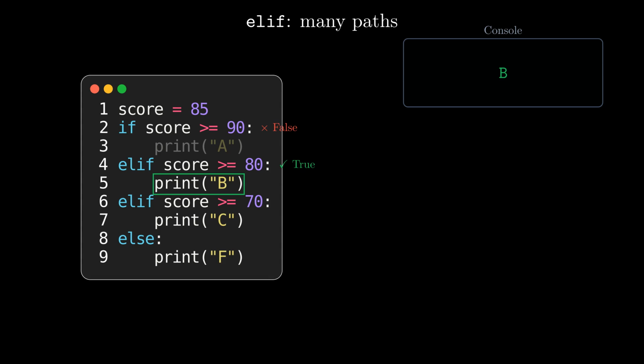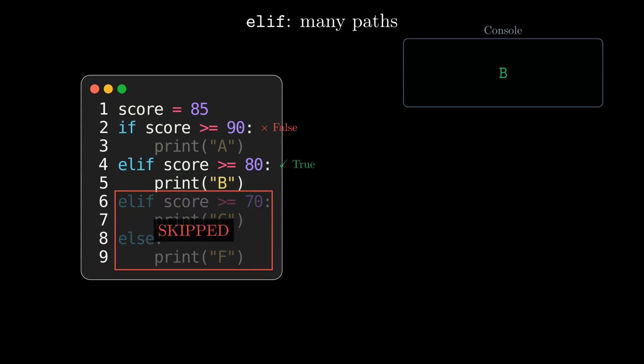Here's the critical part. Python stops checking. It does not evaluate the remaining elif or the else. Even though 85 is also greater than or equal to 70, Python never reaches that condition. In an elif chain, only the first true condition executes. This prevents multiple grades from printing when ranges overlap.